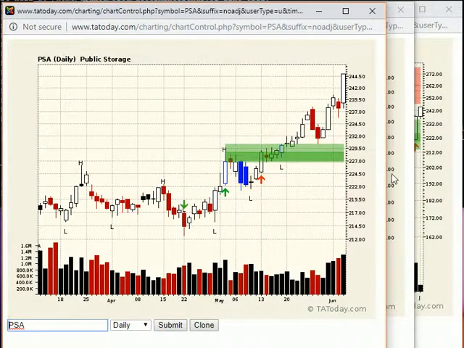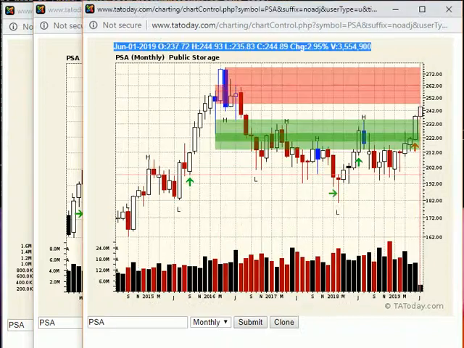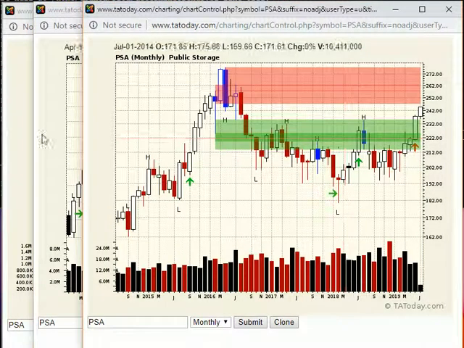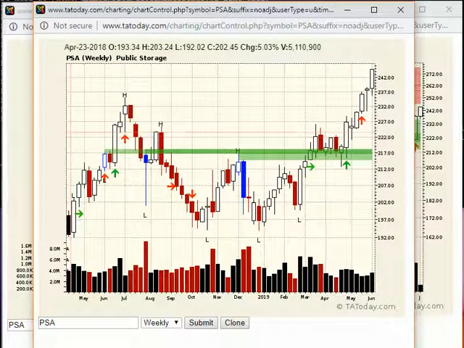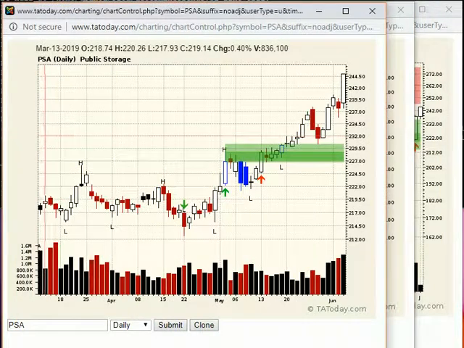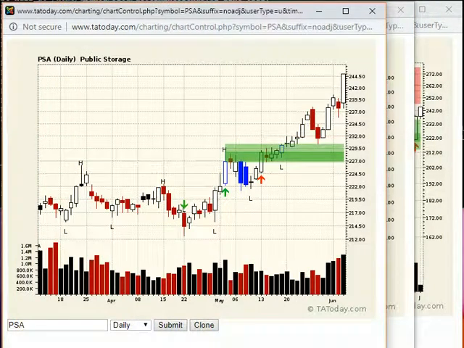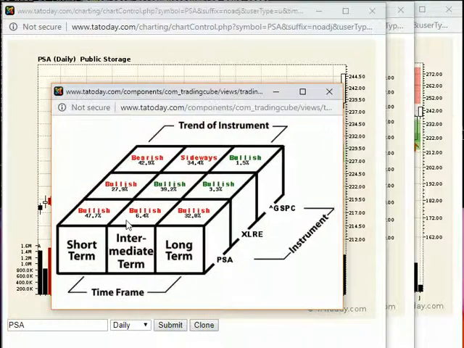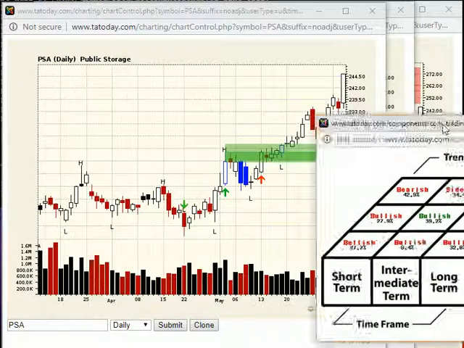PSA. So this is the storage guys. They broke out on a monthly last month, on a weekly, and the daily's just off the charts. Let's see what the cube looks like. So not too extended anywhere.